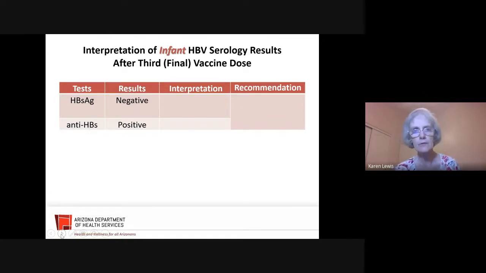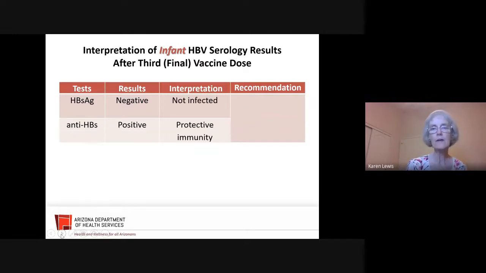What if the infant, after the third and final dose, is tested and is found to be hepatitis B surface antigen negative and antibody to hepatitis B surface antigen positive? What's the interpretation? Not infected. And you know that because they're surface antigen negative, but they're antibody positive: protective immunity. So what you do is celebrate. This is what we want to see.